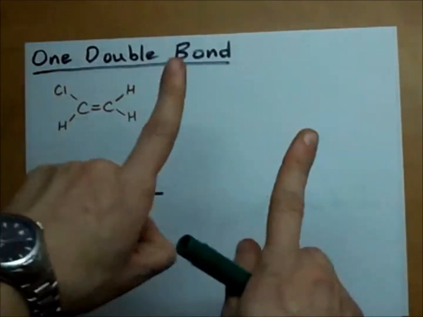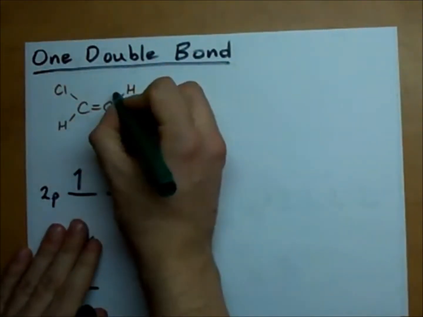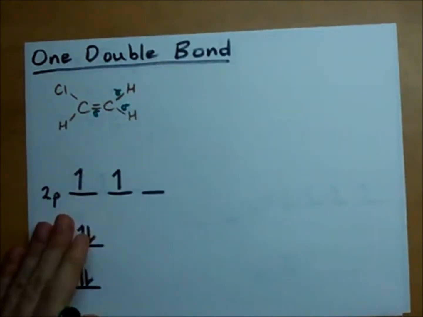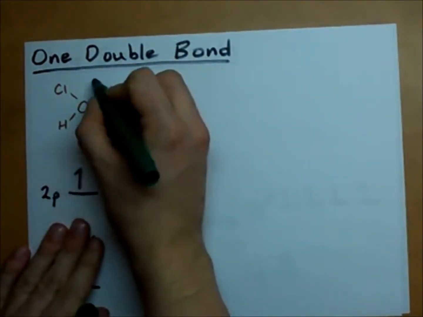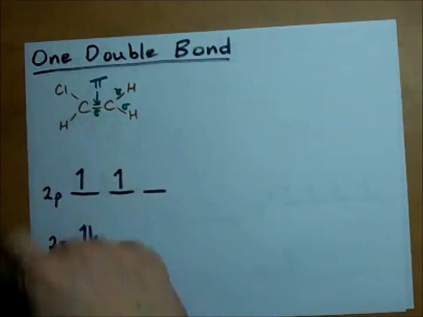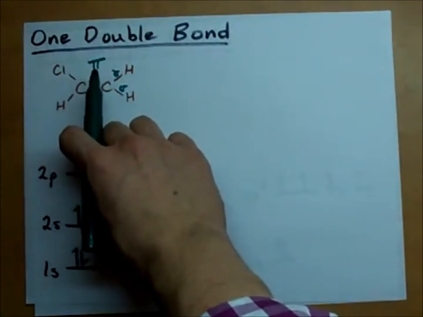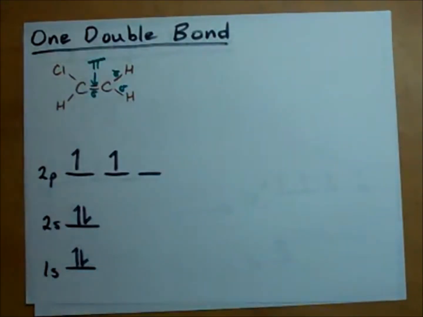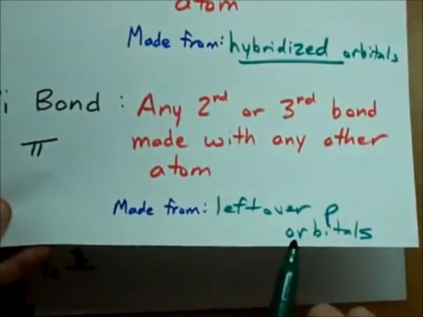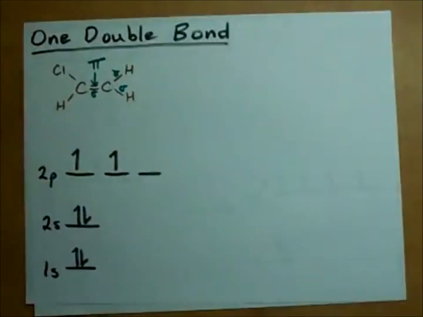Now when a carbon makes a double bond, however, it makes 3 sigma bonds and 1 pi bond. 1, 2, 3 hybridized orbitals are needed for sigma bonds, and 1 leftover p orbital is needed for the pi bond. Remember, as I said, pi orbitals are made from leftover p orbitals.